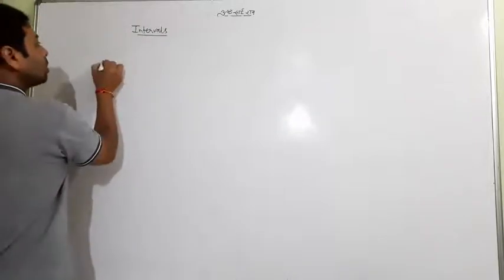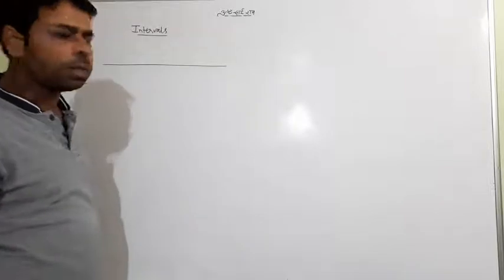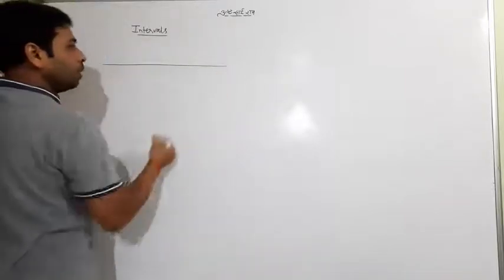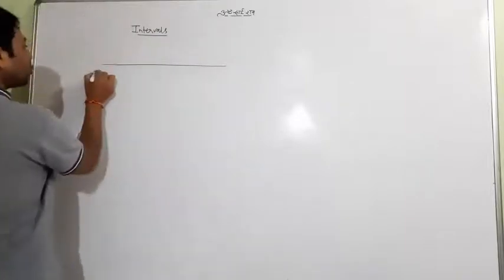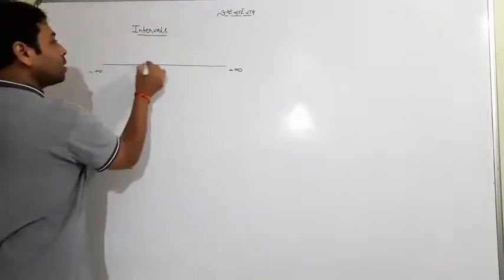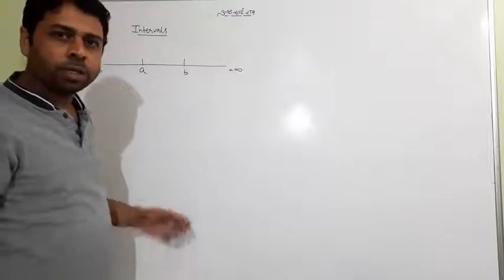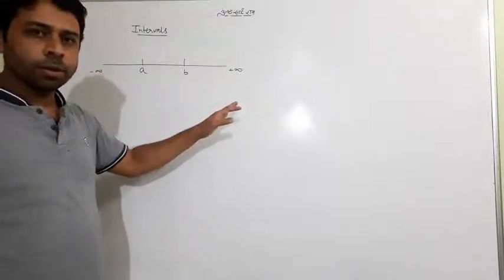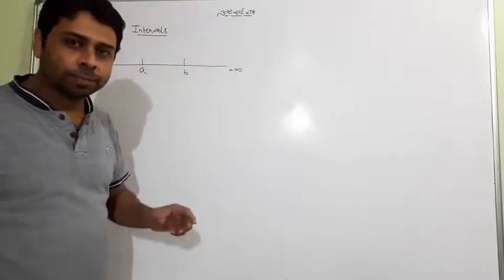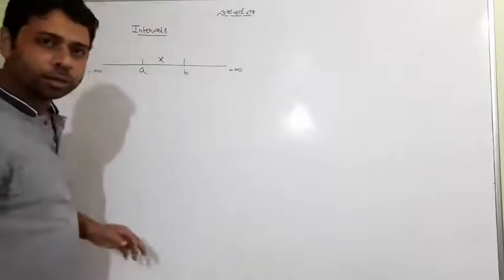Suppose this is a number line, a real number line, or integer line, whatever you want to call it. First I am taking a real number line from minus infinity to infinity. Look, I'm writing it too. Suppose this is a and this is b. These are two values on the real number line, and I am placing my x, which is also a value between a and b.